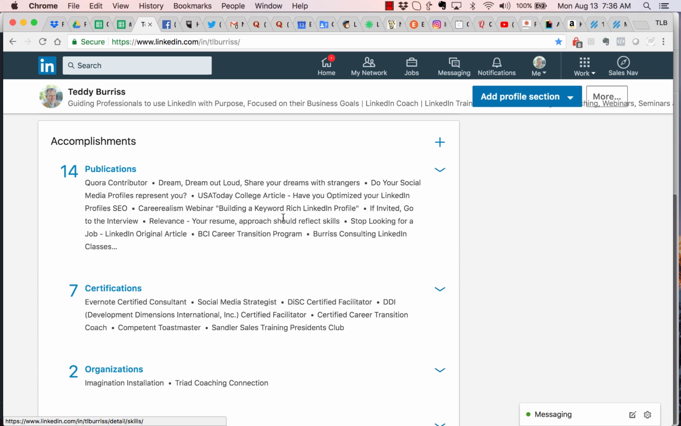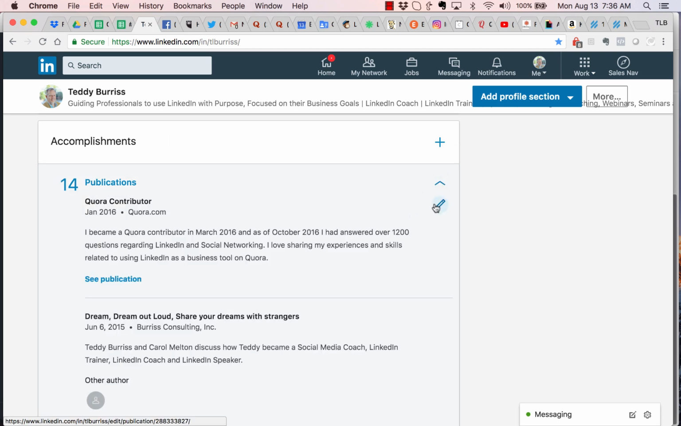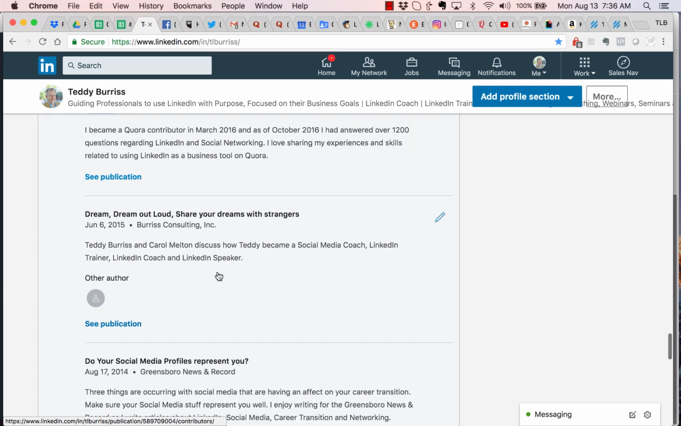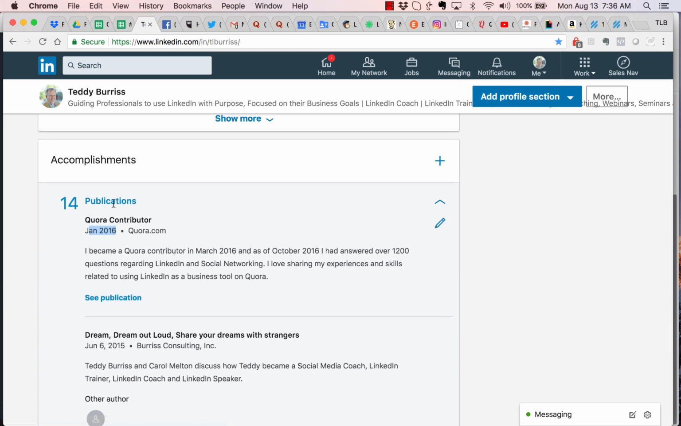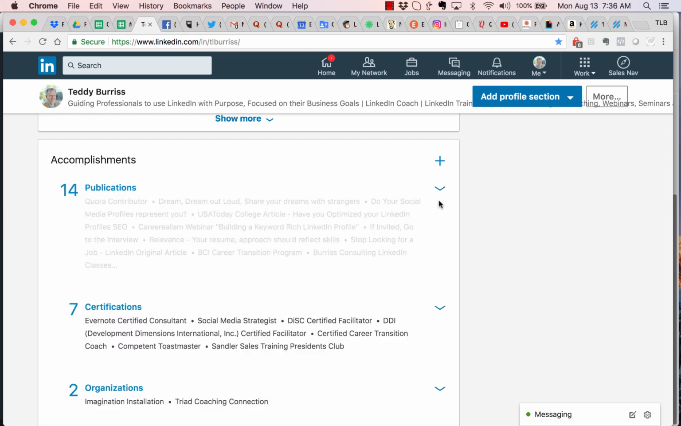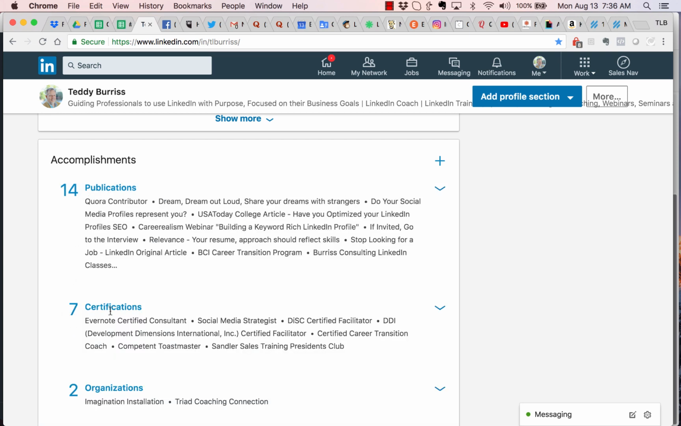Accomplishments, this is interesting. You'll notice that within publications, certifications, and organizations, if you look here, there's no way to move these around. They're going to show up based on date order. So whatever the most recent date is what's going to be on the top within the publication section. Now look at this. 14 publications, 7 certifications, 2 organizations. These will be arranged based on the number of objects within each of these subsections of accomplishments. So if I had more certifications than I have publications, then this would be up top and publications would be below it.